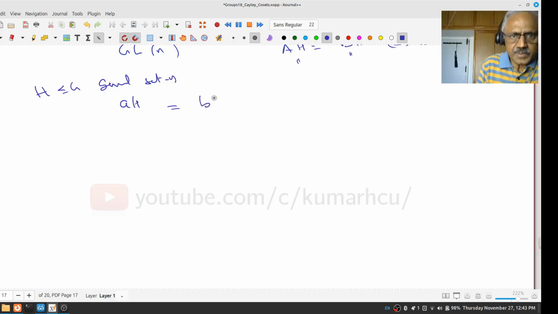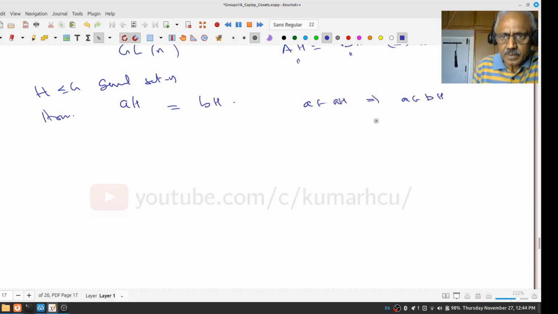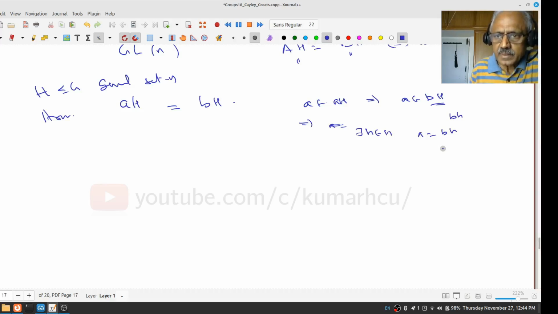When is aH equal to bH? Suppose this is true. Assume it. Then a belongs to aH, therefore that implies a belongs to bH. But when a belongs to bH, what does it mean? Any element of bH is of the form b times h. Therefore, there exists h in H such that a equals b times h. That means b inverse a equals h. That means b inverse a belongs to H.